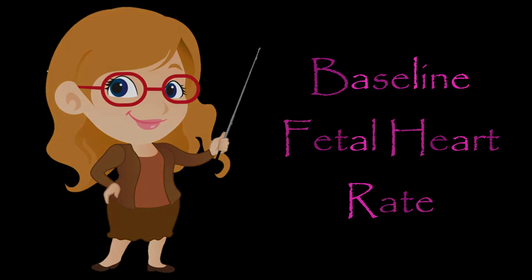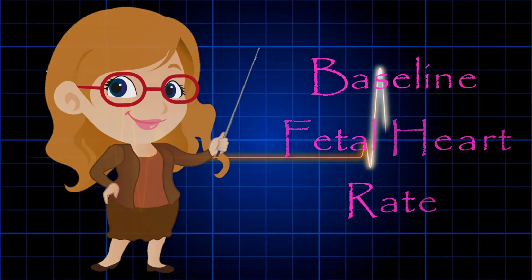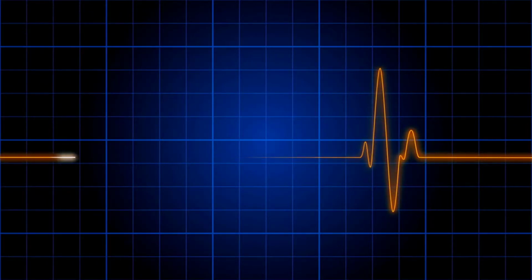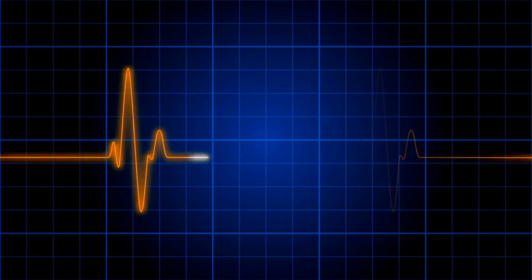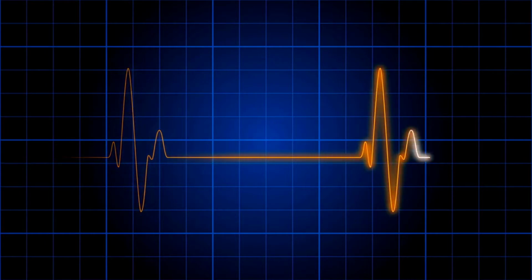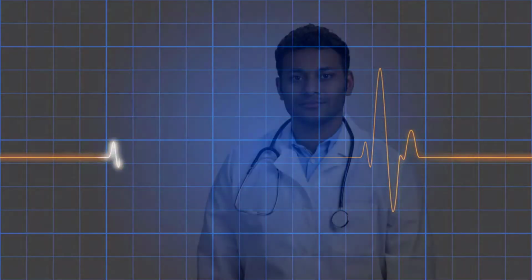Baseline fetal heart rate. Baseline fetal heart rate refers to the average fetal heart rate that occurs during a 10-minute segment that excludes periodic or episodic rate changes, such as tachycardia or bradycardia. It is assessed when the woman has no contractions and the fetus is not experiencing episodic fetal heart rate changes. The normal baseline fetal heart rate ranges from 110 to 160 beats per minute.